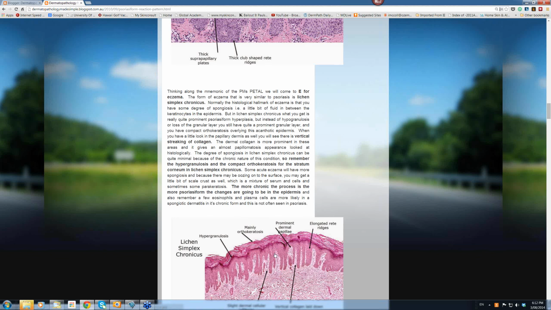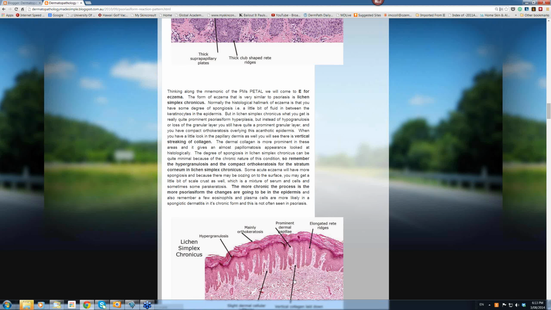You've also got a degree of acanthosis. You've got quite prominent rete ridges and prominent dermal papillae. But there aren't the neutrophils in there that you would see in psoriasis. And look how prominent that granular layer is. Now, you just wouldn't get that in psoriasis, okay? So, this is lichen simplex chronicus.